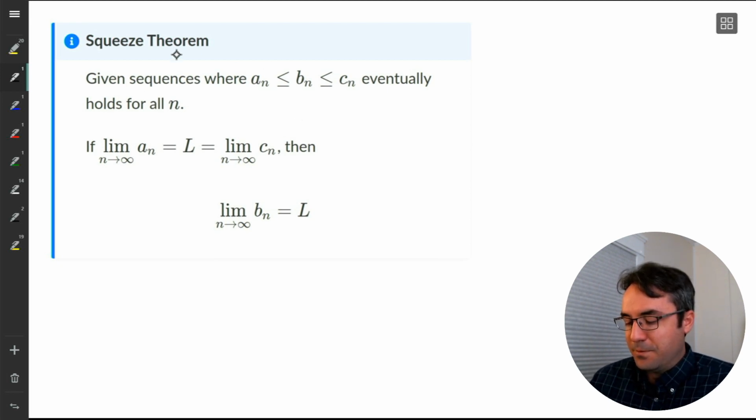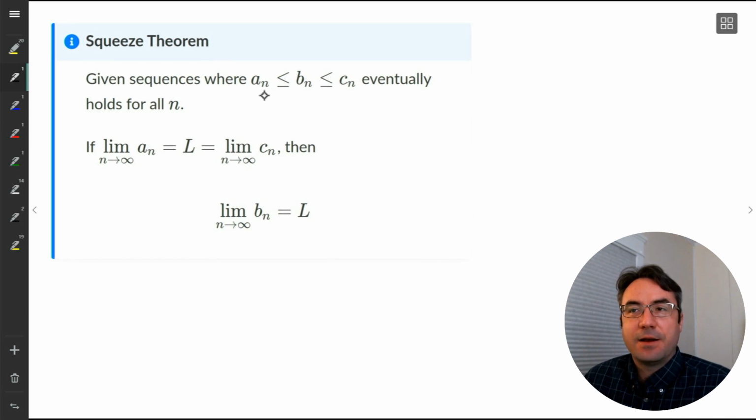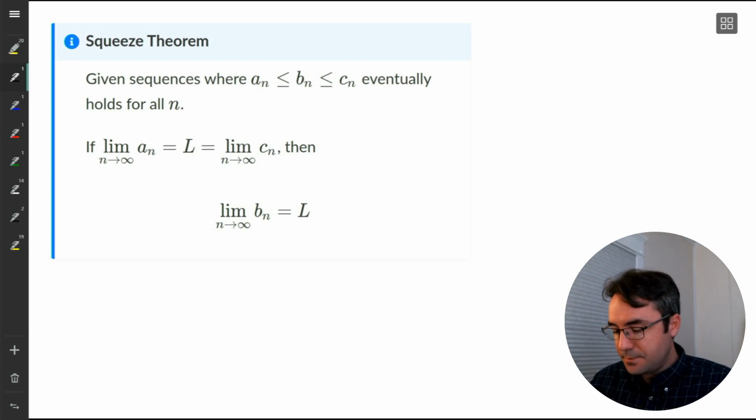So given we have 3 sequences that we're working with here, and they satisfy this inequality: the terms in our sequence a_n are less than or equal to the terms in our sequence b_n, which is less than or equal to the terms in our sequence c_n. And this inequality holds eventually. So there might be a couple terms at the beginning of each sequence where the inequality doesn't work. But eventually, if we go far enough into our sequences, this inequality holds for all n.